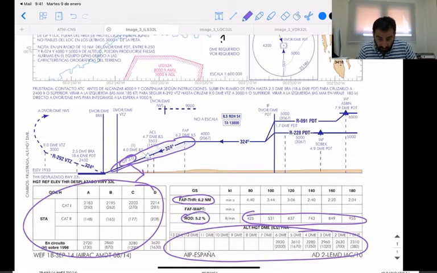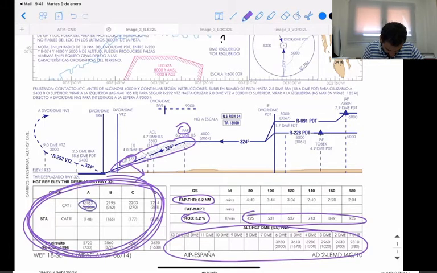Now, I just wanted to point out these particularities of the precision approaches. We have again in the vertical chart the FAP, the decision height or altitude is linked to this, okay?